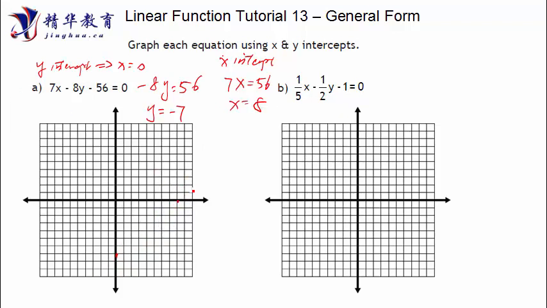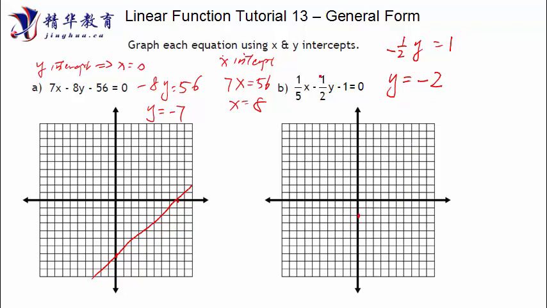Okay, this is hard to draw a straight line on the panel. So next one, same thing here. We make x equal to zero, which gives negative half y equal to 1, and then y equals 1 divided by negative half, which is negative 2. So we got y-intercept equal to negative 2, which is here.